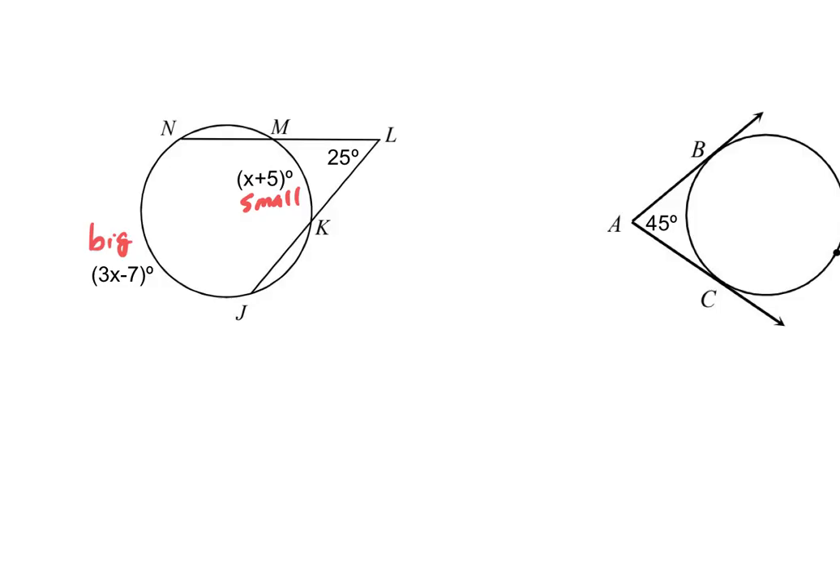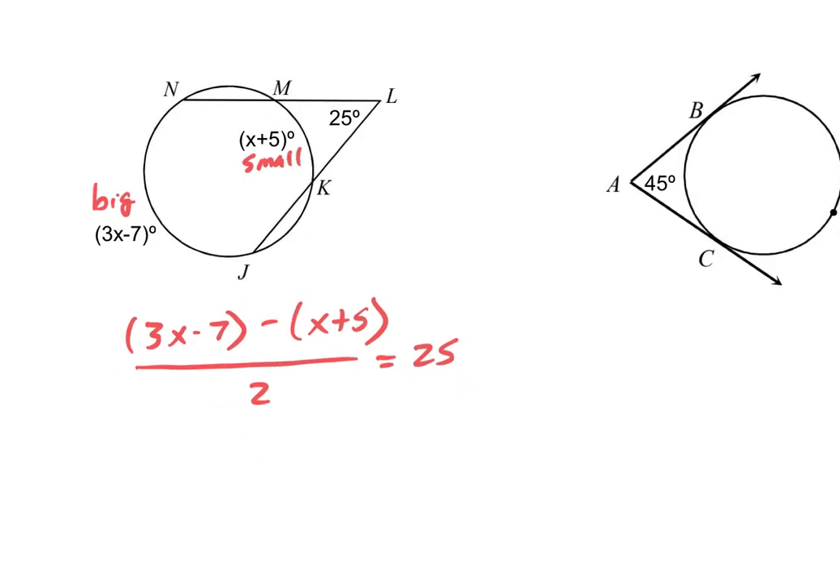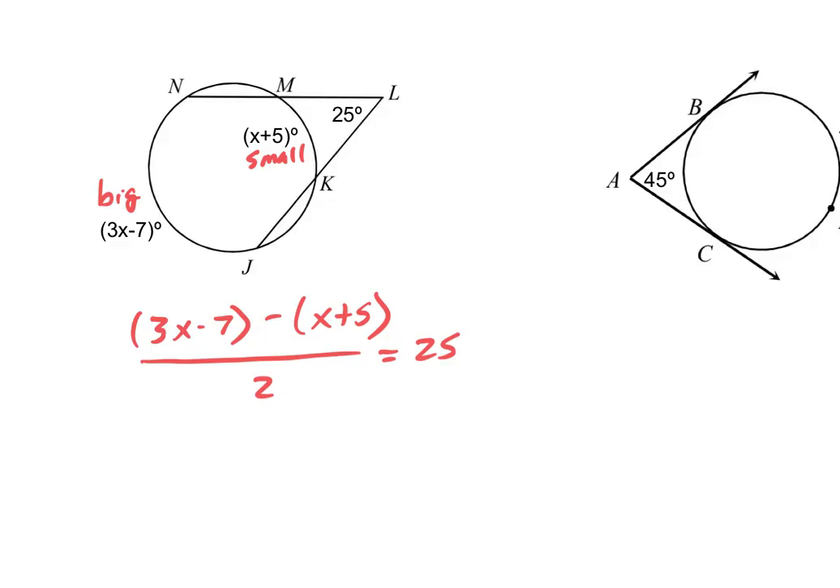And here's why. As I look at this, big is 3x minus 7. I would probably keep it in parentheses. Minus x plus 5. Once again, keep it in parentheses. Okay? We're subtracting big minus small divided by 2 equals our angle. I'm just trying to get you an easy way to remember the process here. Big minus small divided by 2. Okay, we did this a little bit ago, but this is why this is kind of algebra heavy again.